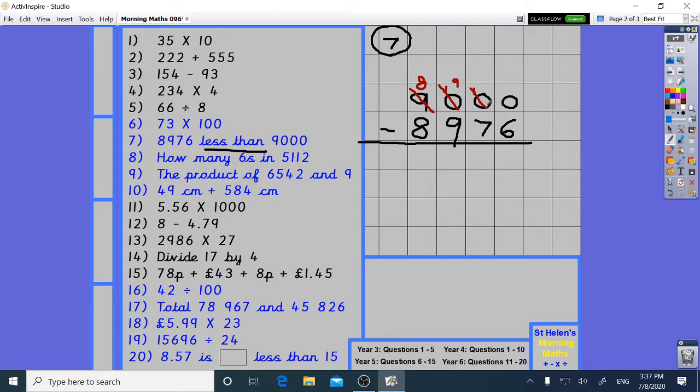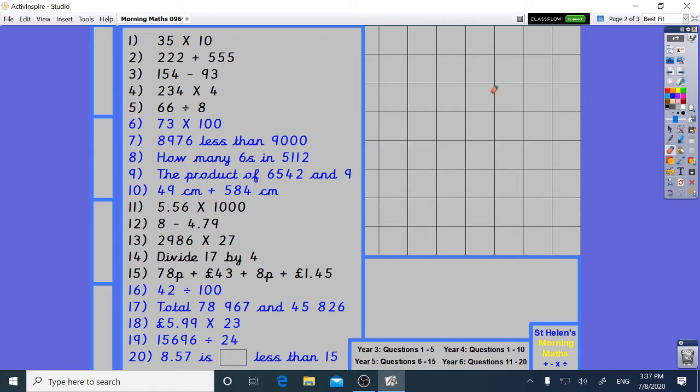Hopefully you know how to borrow all the way across like this. Just remember the last one does not turn into a 9. It stays as a 10. 10 take away 6, 4. 9 take away 7, 2. 9 take away 9, 0. 8 take away 8, 0. Oh, I didn't need those zeros. It's just 24. Pause if you need more time, and we're on question 8.